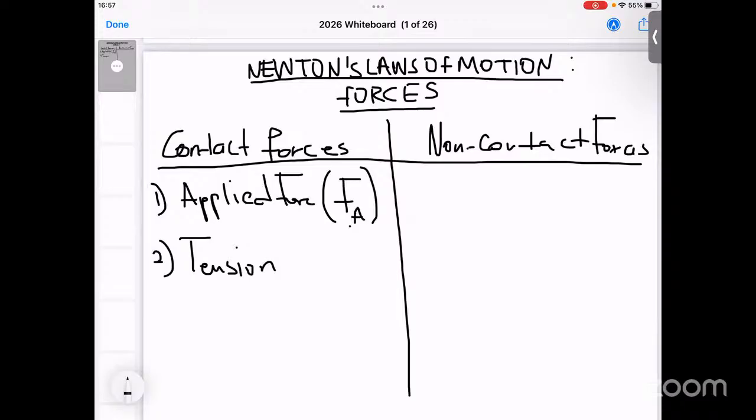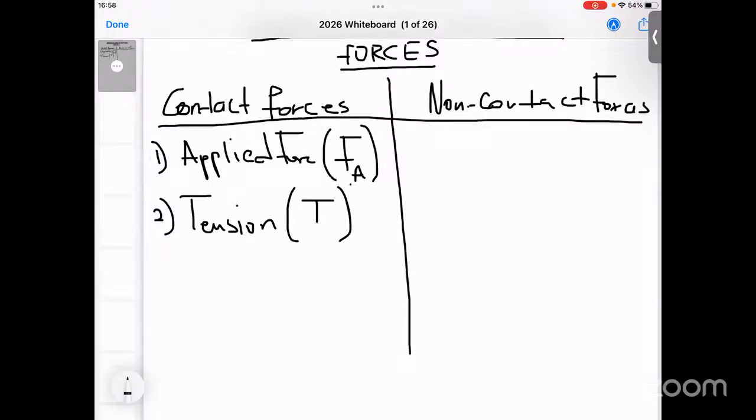The next one is tension. Normally we just write capital letter T, which refers to the tension. For example, you have a truck towing a car. The rope between the two cars is what makes those two objects be in contact. It could be a rod, whatever the case may be. That's what we mean when we refer to the tension force. And then number three, can you think of number three? The frictional force, yes.